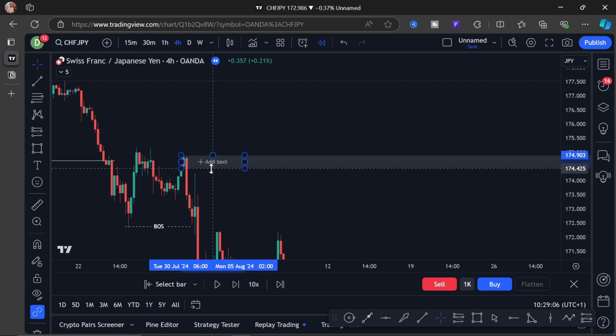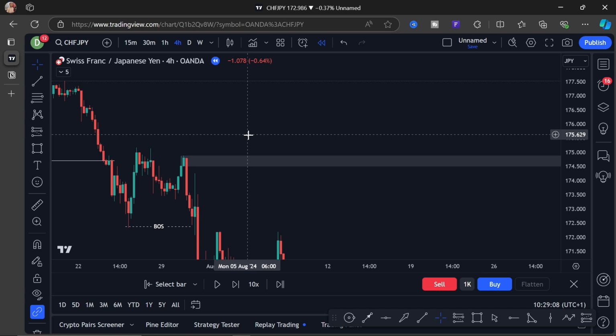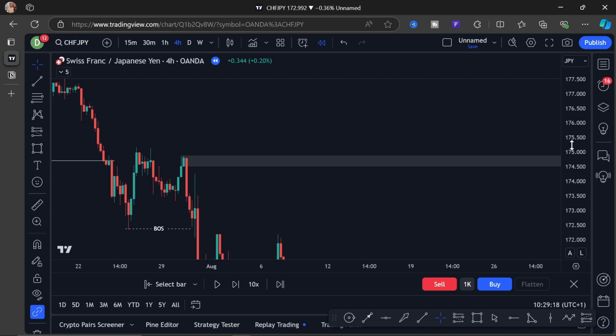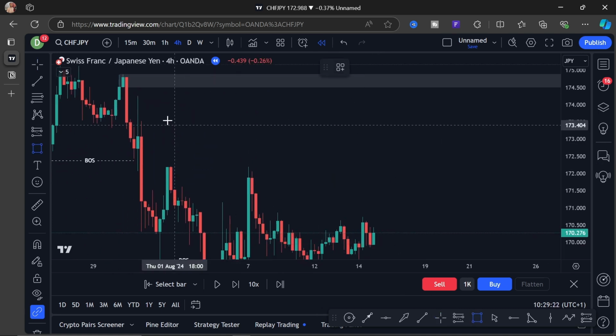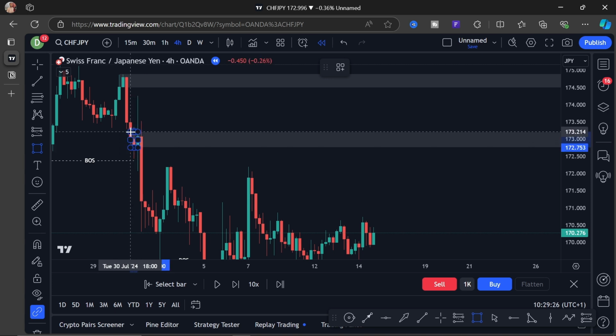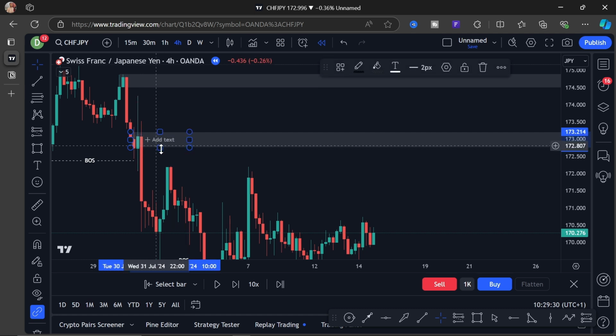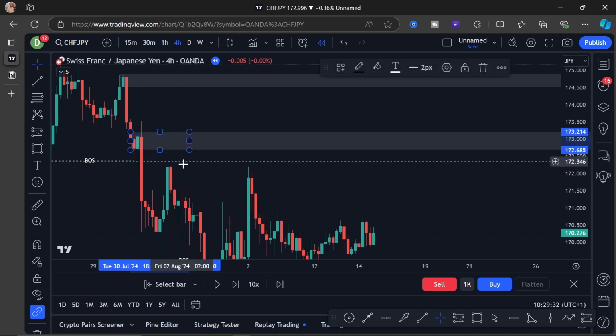Now when it comes to identifying your supply levels, you take the last bullish candle before the bearish momentum. So for that reason, we have a supply right here, and it's still not tapped yet because this bearish move, this wick here, couldn't touch it, so it's still untapped. Now following up here, we have another one right here, which is also not tapped yet.